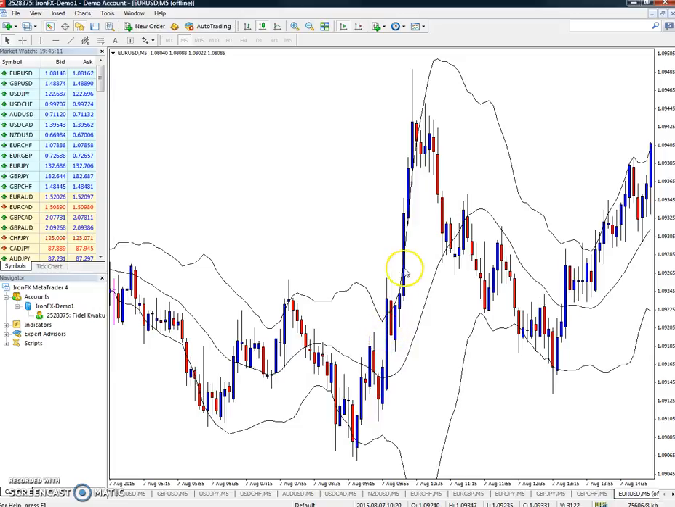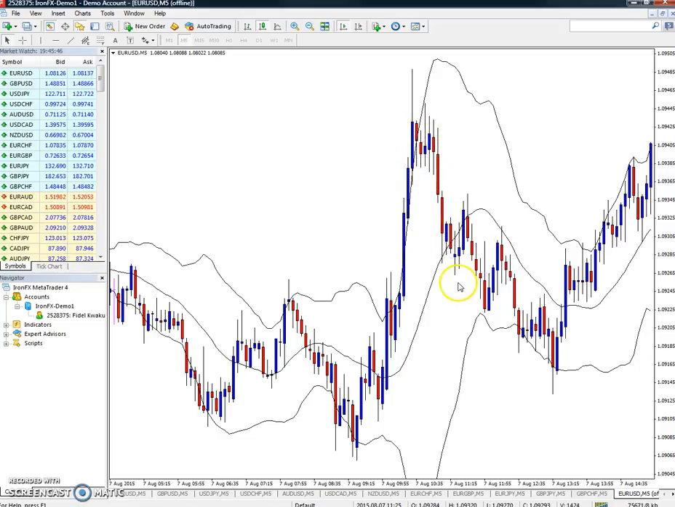Now, on the other hand, when the price of the asset gets closer to the upper band, it implies that the asset is being overbought, and that implies that we're expecting the market to move back down again. So if it closes outside the upper band, it implies that the market has been overbought. Therefore, we're expecting it to go back down again.